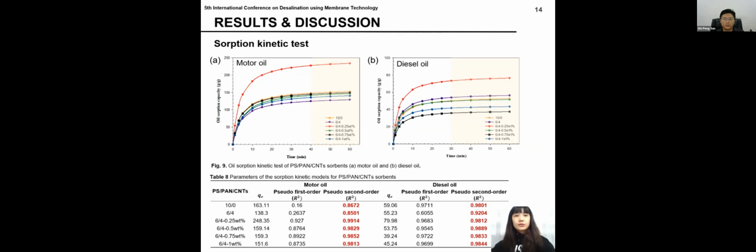The R-squared value of the pseudo second order model is close to 0.929 and is higher than the pseudo first order model. This indicates that chemisorption is predominant for this sorption, so it can selectively absorb the oil.